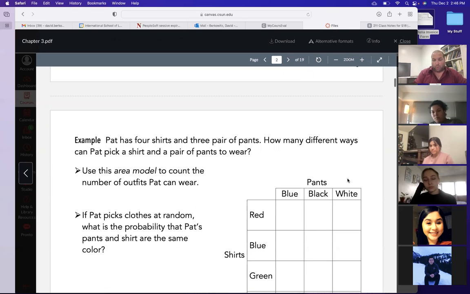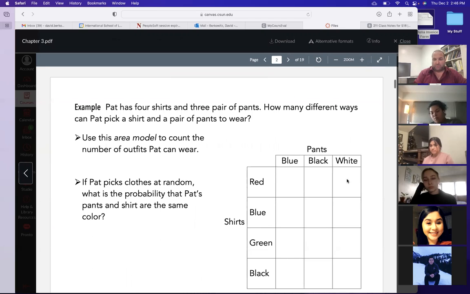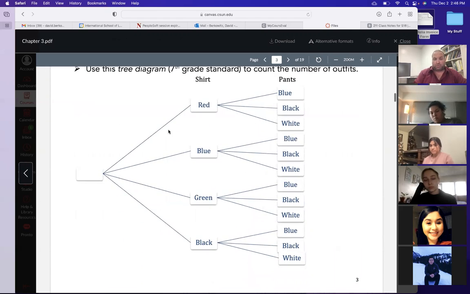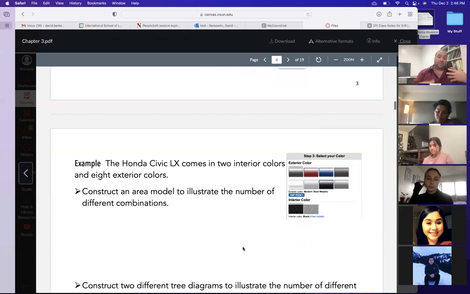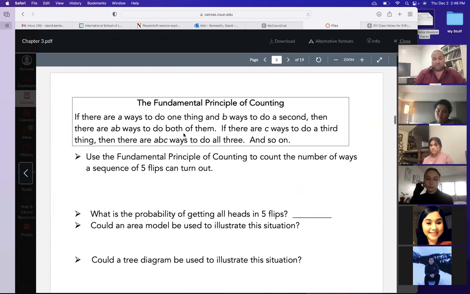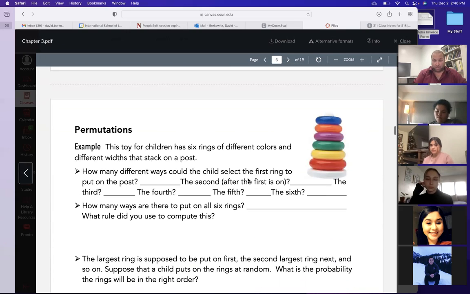And we had the area model to demonstrate this. We see 4 by 3, there's 12 boxes. We had a tree diagram model, first choice 4 choices, second choice 3 choices, and you add up 12 at the end. Different ways of modeling it graphically, but at the end of the day, you just multiply. That is the fundamental principle of counting.